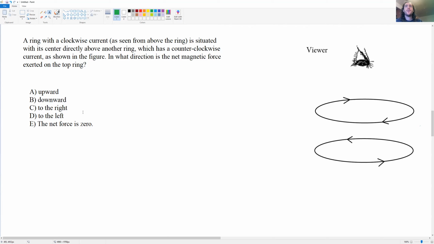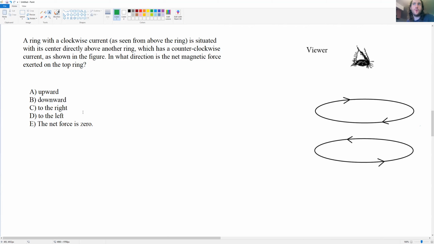The question is, a ring with a clockwise current, as seen from above the ring, is situated with its center directly above another ring, which has a counterclockwise current, as shown in the figure. In what direction is the net magnetic force on the top ring? Upward, downward, to the right, to the left, the net force is 0.